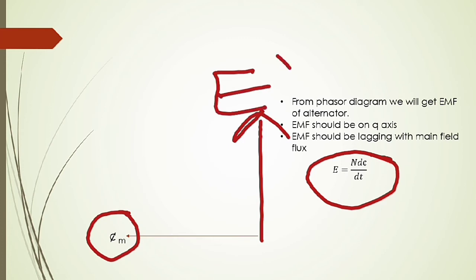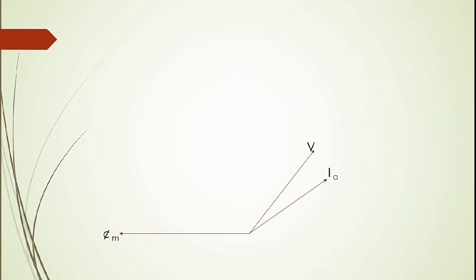Yes, so here you see this is the current, and this is the lagging power factor load. Okay, you have seen this, it is a lagging power factor load because IA is lagging with V. So the power factor angle between V and IA is phi.